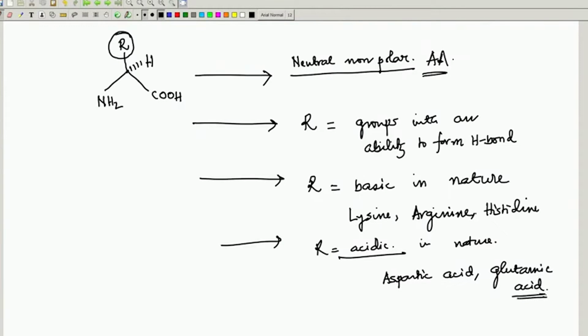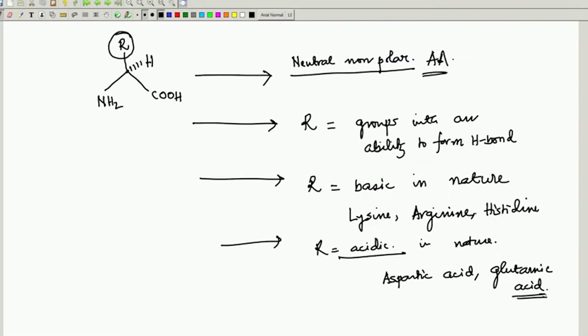Okay. So, we have one, the non-polar amino acids. These are also called hydrophobic amino acids. Non-polar means they will not like water. This is the one which can form hydrogen bonds. So, they like water, but their interactions are through hydrogen bonds. Then the third class is basic in nature, where there is a basic group attached to the R, and the other is the acidic amino acids, where R contains a carboxylic acid functionality.